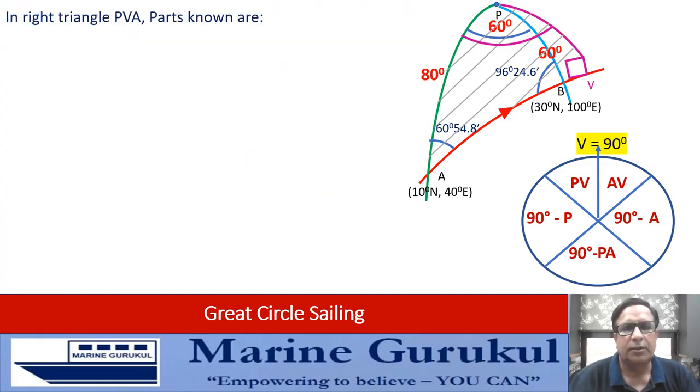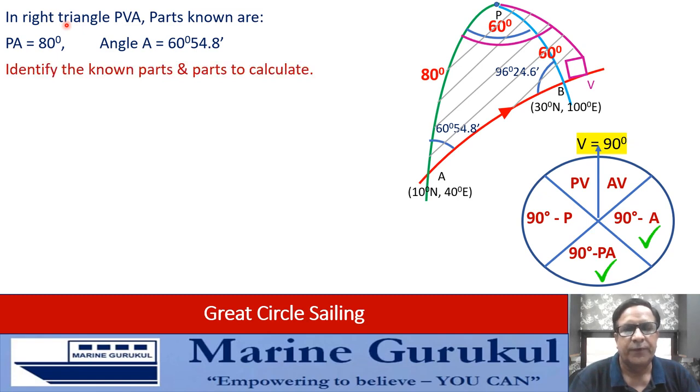Now in the right triangle, let us identify the parts that are known to us. We know PA and we know angle A in the PVA triangle. So we mark these two parts in the cartwheel here. So we have PA known and we have angle A known. Now we identify what we need to calculate. To get the latitude of V, we need to calculate PV. So PV would be one element that needs to be calculated. To get the longitude of V, we need to calculate this angle P from meridian of A to meridian of V. This part also needs to be calculated.